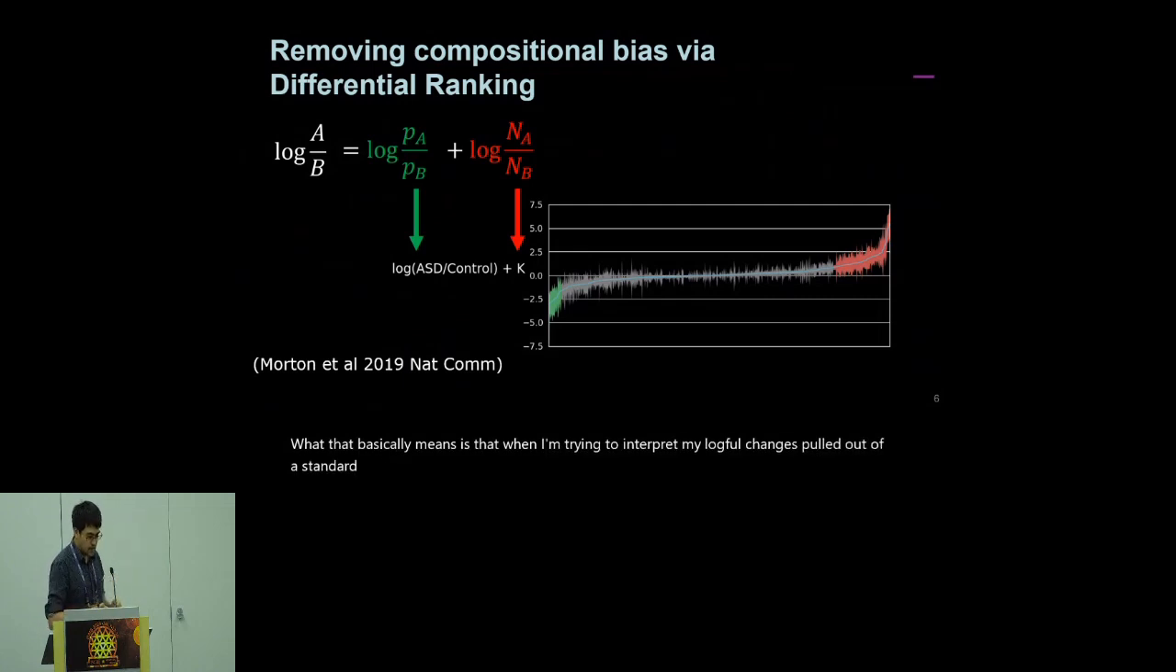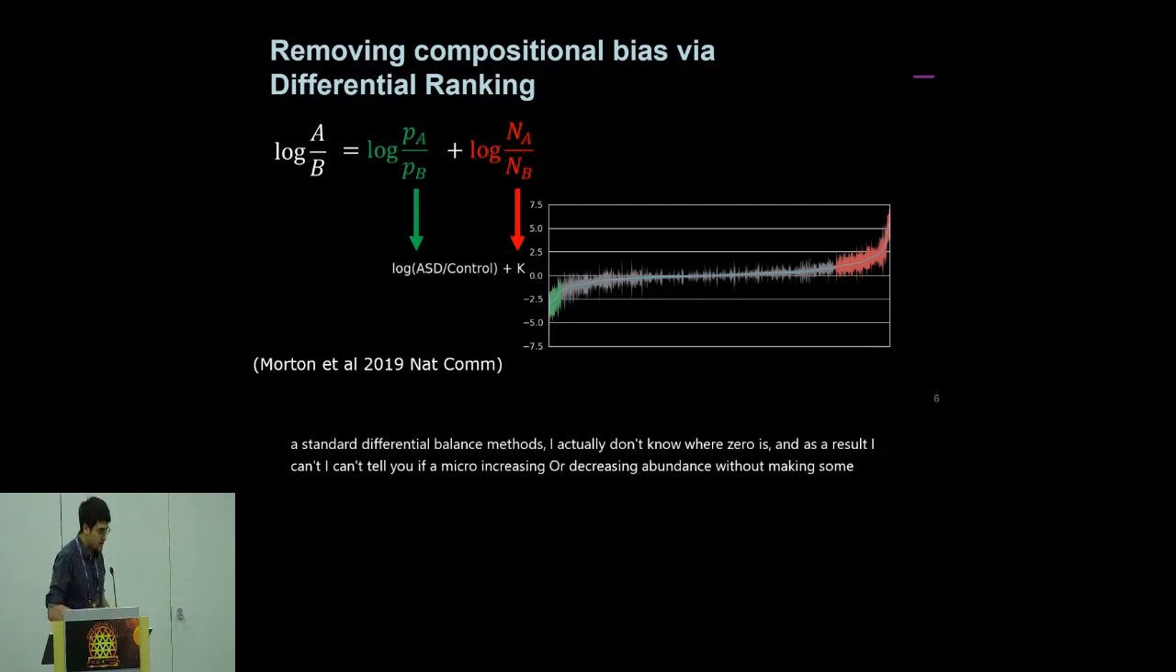What that basically means is that when I'm trying to interpret my log-fold changes pulled out of the standard differential abundance methods, I actually don't know where 0 is. And as a result, I can't tell you if microbes are increasing or decreasing abundance without making some assumptions about the underlying system.